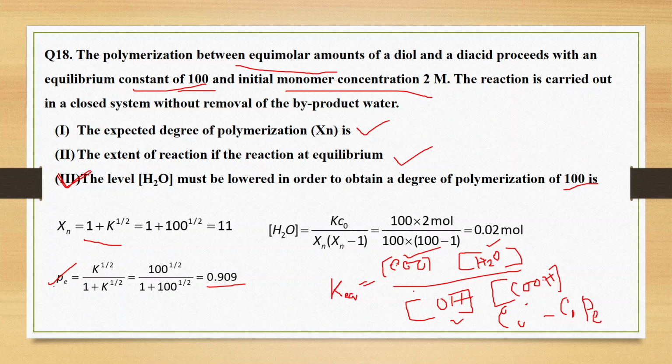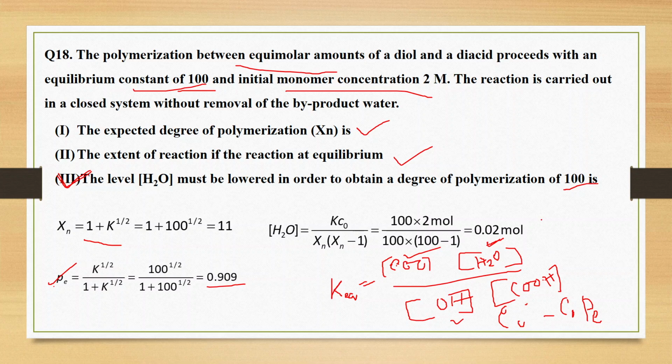Now, as the system is no longer a closed system but an open system, in place of H2O you cannot put C0 into P, because you are taking it out of the system. So the others will remain the same. In place of COO, or the product, you can write C0 into P. In place of OH and COOH, you can write C0 minus C0 P. But in place of H2O, you have to keep it as it is.